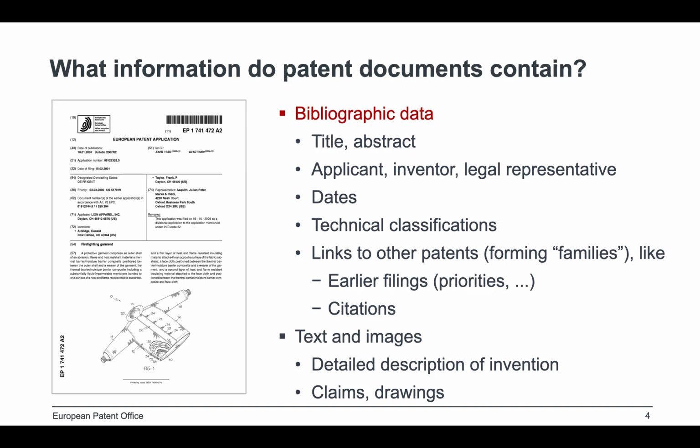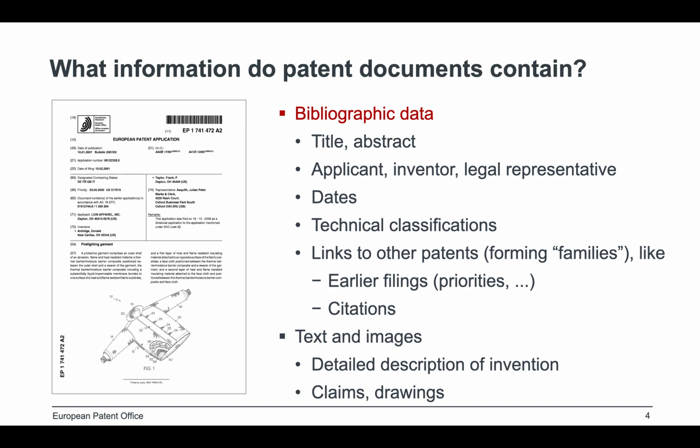when the patent was published. It contains technical classifications. These are codes which tell in which technical area this invention is. I will give an example later. It contains links to other patents, to earlier filings which are somehow related. That's now getting too complex to explain in detail.